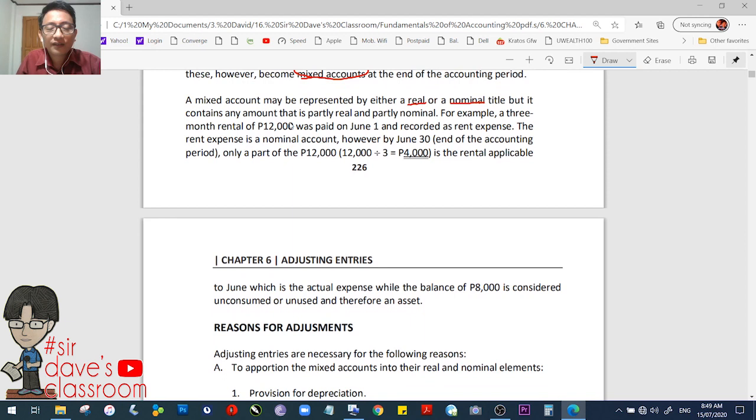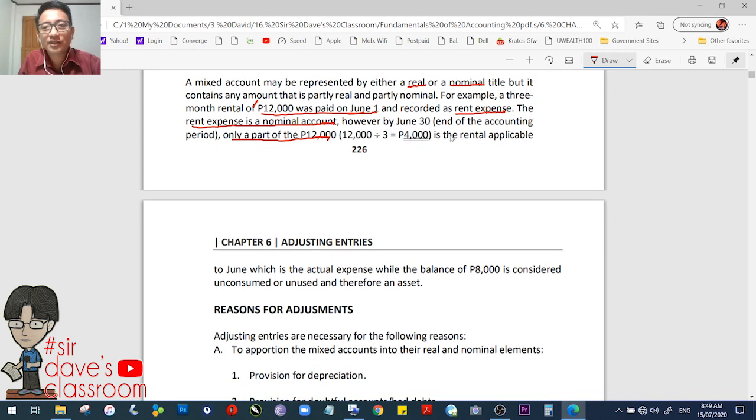For example, a 3-month rental of 12,000 was paid on June 1. 12,000 was paid on June 1 and recorded as rent expense. The rent expense is a nominal account, correct? It is an income statement account to be reflected in such statement. However, by June 30, the end of the accounting period, only part of the 12,000, napakahalaga nito. Okay, ito yung basics ng adjusting entries. So, dapat nakakasabay ka. Only part of the 12,000 is the rental applicable for the month of June.